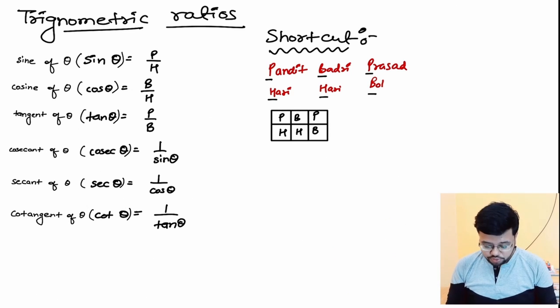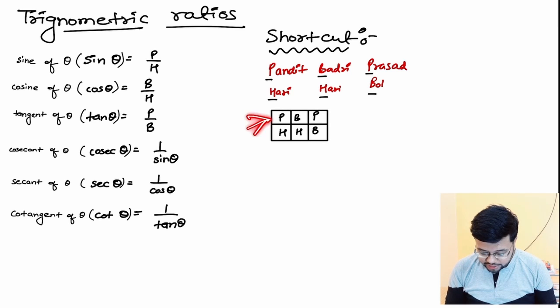To remember the first three trigonometrical ratios, we have also derived a shortcut, and the shortcut is basically some words like Pandit, Badri, Prasad, Hari, Hari, Bol. From the letters starting with these words, P by H will be sine theta, B by H will be cos theta, and P by B will be tan theta.